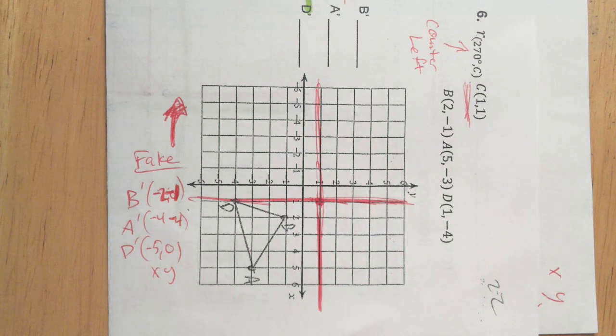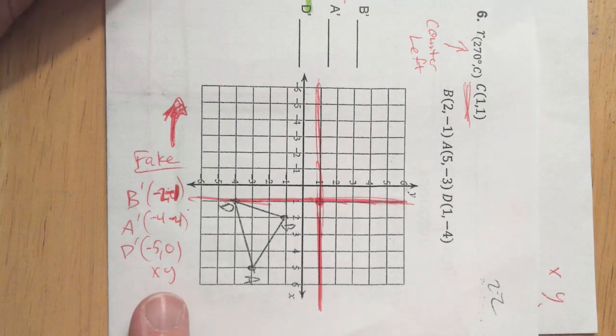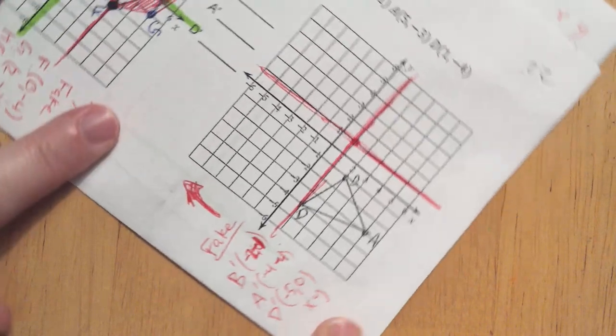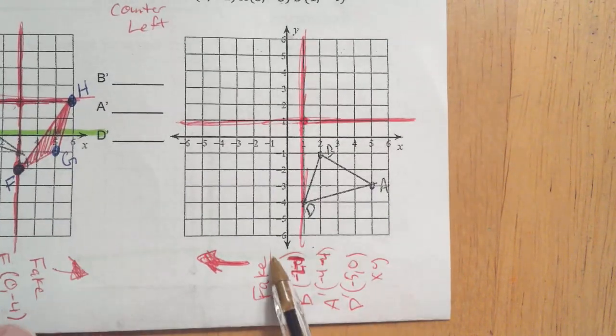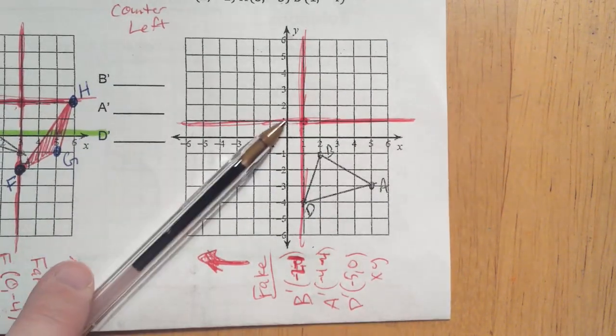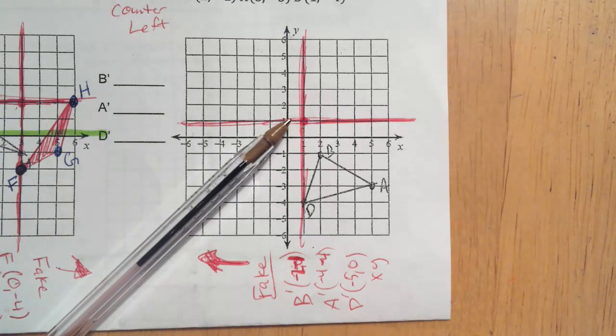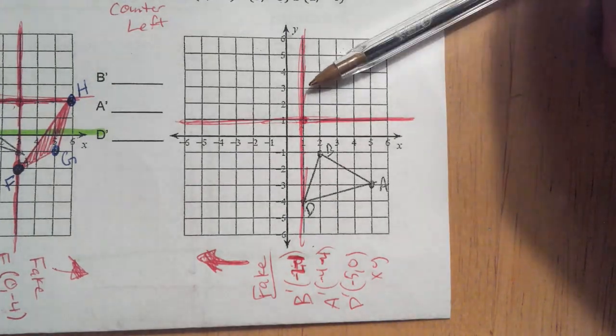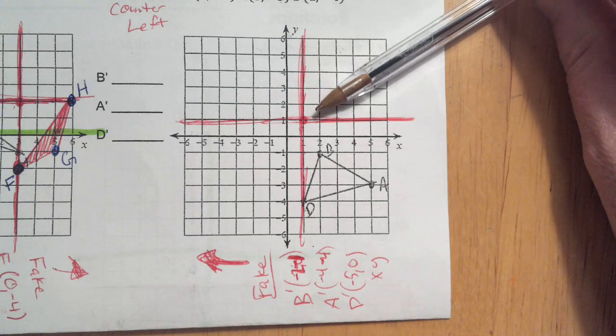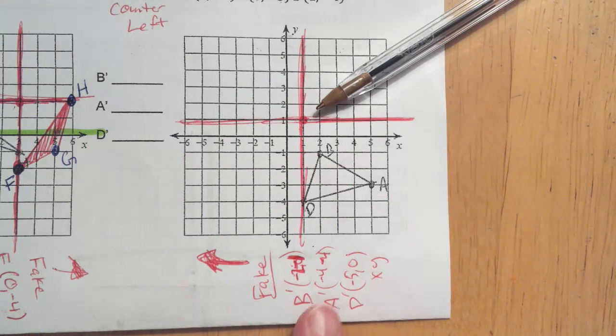All right, what do you do next? Okay, we're going to turn it back to normal, and we're going to plot those points from our fake 0, 0. So take those points and plot them there.